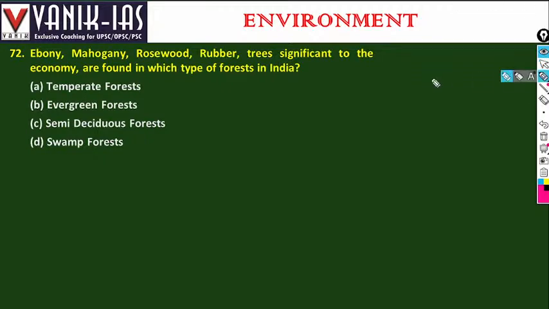Then ebony, mahogany, rosewood, rubber trees. Which are the types of forest in India? It is evergreen forest. Ebony, mahogany, rosewood, these are evergreen forest. So B is the answer.